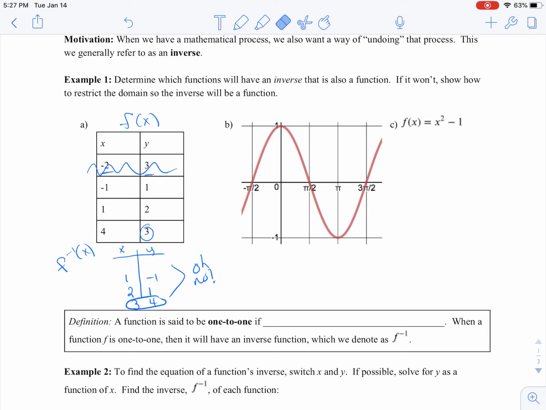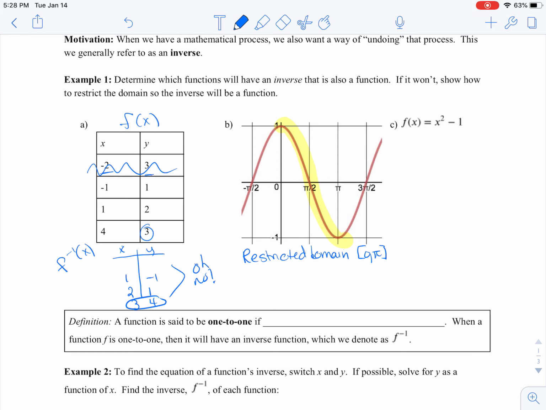Okay, so let's look at the same thing for B. Here we have the cosine function, which we dealt with last semester. And remember, with cosine, to find arc cosine, we restricted the domain to from 0 to pi. That became the range of our arc cosine function, our inverse function.